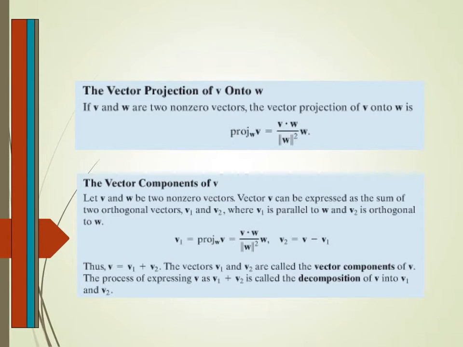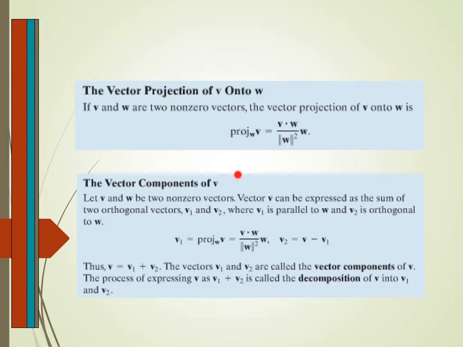So how do we solve for the projection of a vector onto another? We're going to use the following formula. The projection of V onto W: we're going to find the dot product of V and W, divide by the magnitude of W squared, and multiply it by vector W, because that's the one we're projecting onto, and we're going to result with a vector.